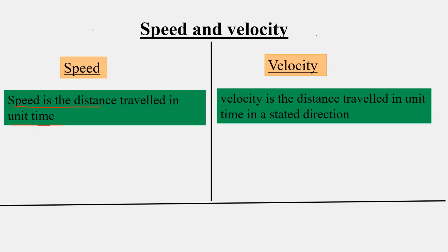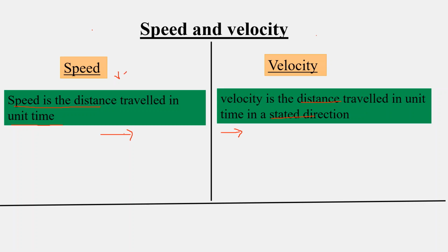Speed is a rate of change of distance, or if an object is moving through a straight line, both speed and velocity are the same, since velocity is distance traveled in a unit time in a stated direction, which means velocity is displacement over time, the change of displacement over time.